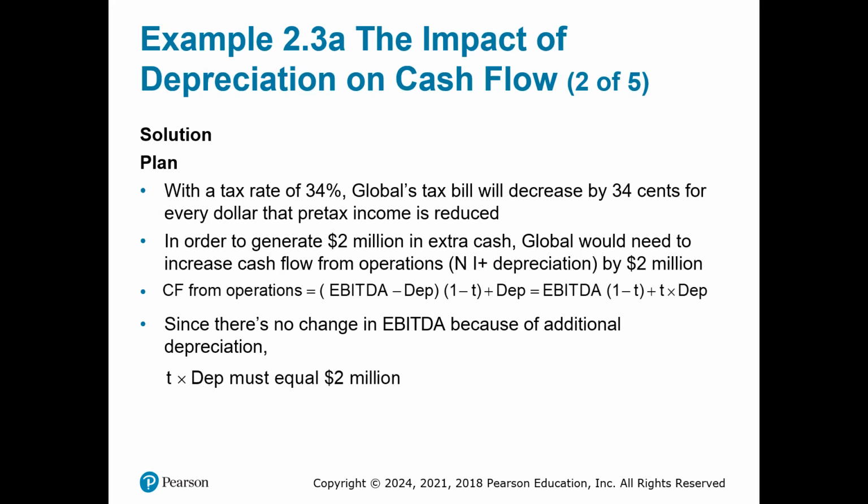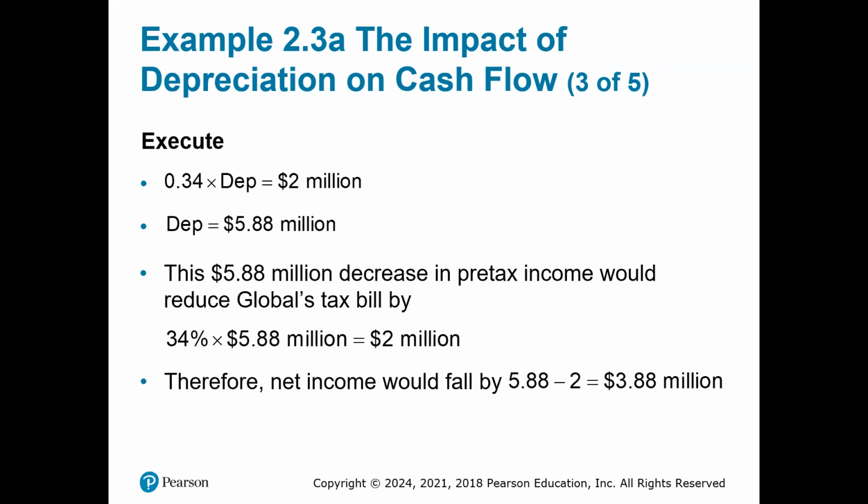To execute, 0.34 times depreciation is 2 million. Depreciation is 5.88 million. This 5.88 million decrease in pre-tax income would reduce Global's tax bill by 34% times 5.88 million, equal to $2 million. Therefore, net income would fall by 5.88 minus 2, equal to $3.88 million.